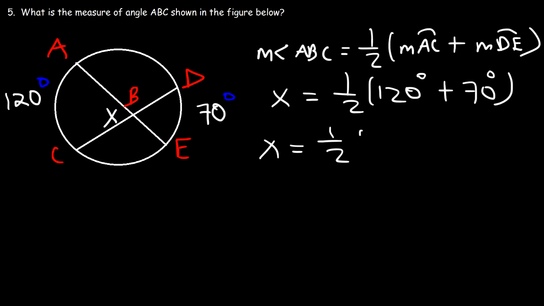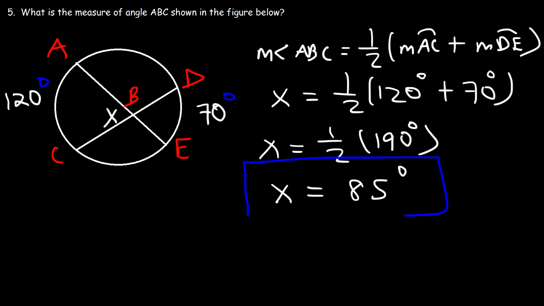120 plus 70 is 190. And half of 190 is 85. So that's the measure of angle ABC, which is this angle here. Now these two angles are the same, they're vertical angles, so they both equal 85. And so that's it for this problem.